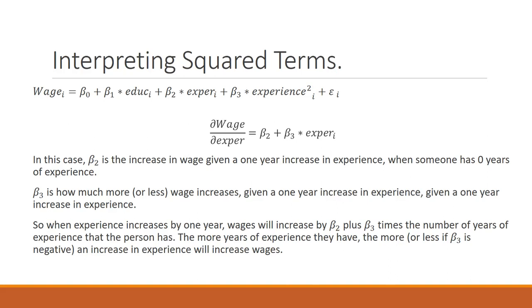Beta 3 is going to measure how much more or less wages increase given a 1 year increase in experience, given how much experience you have. So what you might find is that every additional year of experience is worth less to you than the first year of experience. So beta 3 measures how much more or how much less each additional year of experience is worth as a function of how much experience you already have. So we might find that beta 3 is negative. When you don't have any experience to begin with, your wages are going to go up. But when you have a lot of experience, ultimately, the effect of experience on wage might actually become negative because beta 3 is negative. And so if the number of years of experience you already have is really high, then the total effect of experience on wages could be negative.